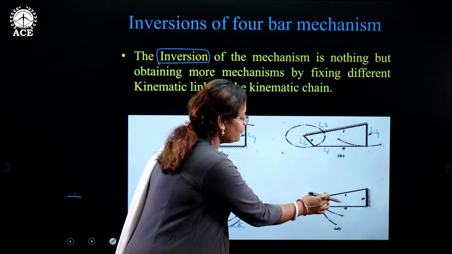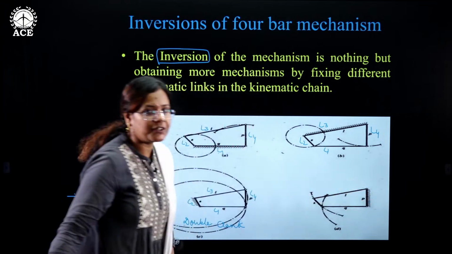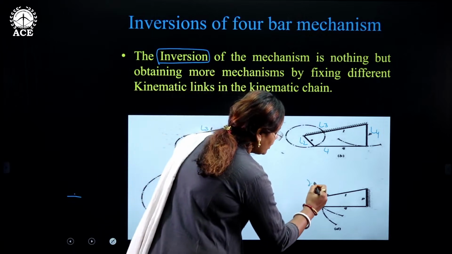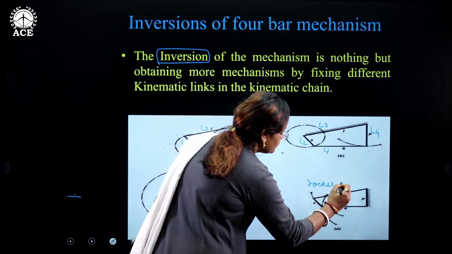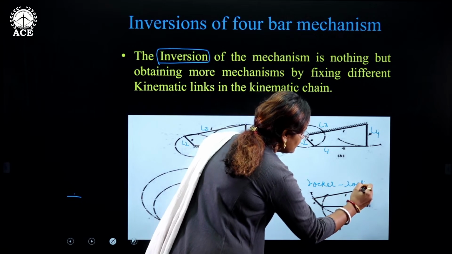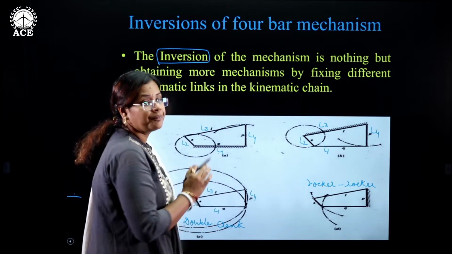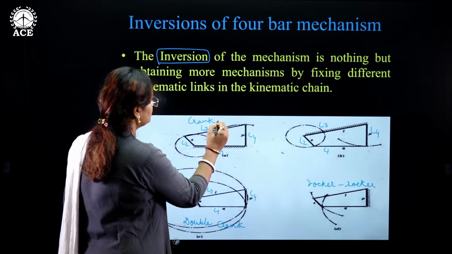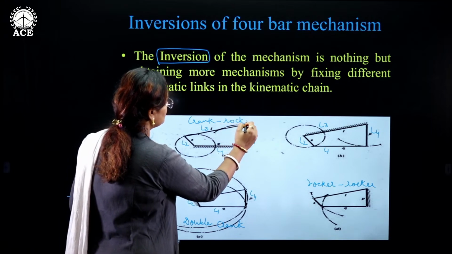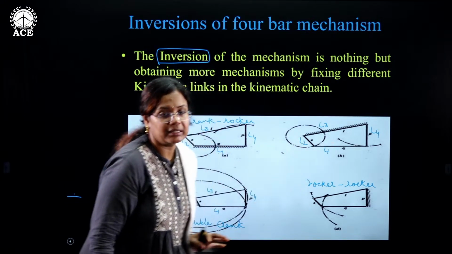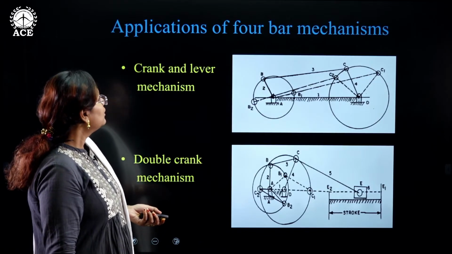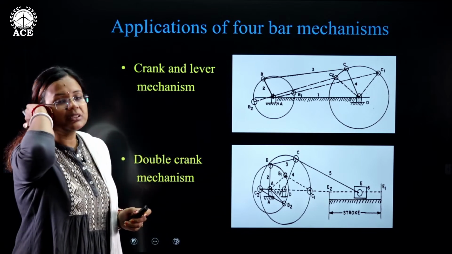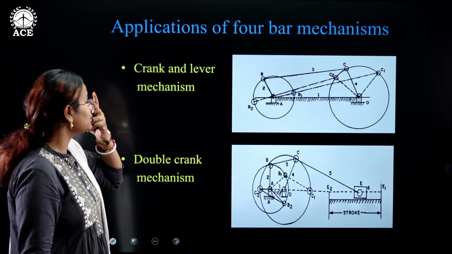Here also, instead of L1, L2, L3, if L4 is fixed, you see both the links are only oscillating. So this is called a rocker-rocker mechanism. Okay, this is a crank and rocker mechanism. This is also a crank and rocker mechanism. See, crank and rocker. Rockers and levers are the same. So these are some of the examples, applications of crank and lever mechanisms.